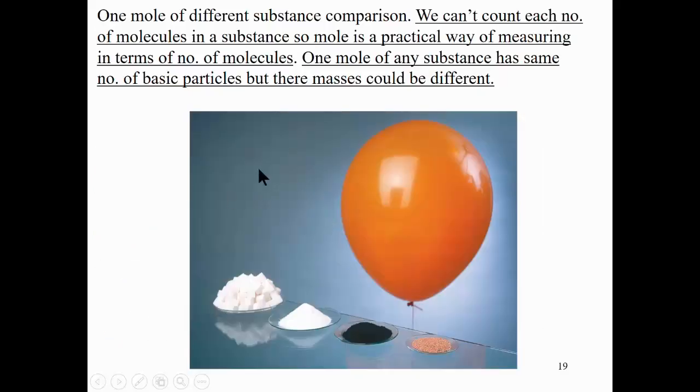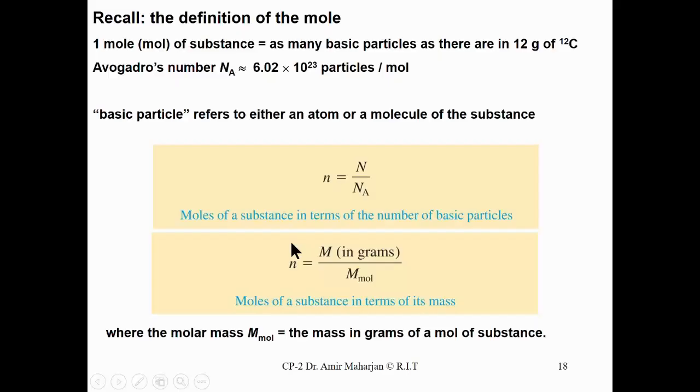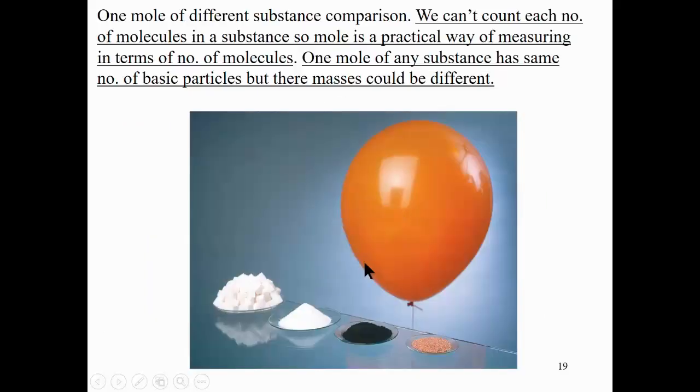Here's an example of normal moles. All these substances have 1 mole. This is filled with helium gas, and this is 1 mole of charcoal, one of sugar, one of salt, and copper pellets. But remember, all these could have significantly different volumes, shapes, and sizes, but these are all 1 mole. That means all of them must have exactly the same number of basic particles, which is Avogadro's number, 6.02 times 10 to the power 23 particles in all these substances, because they each have 1 mole.